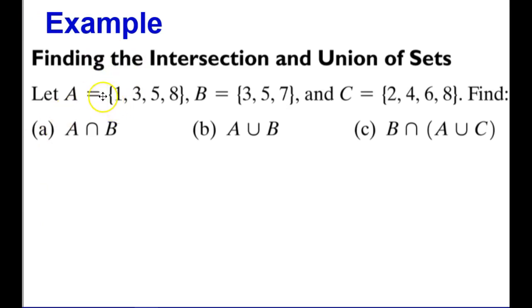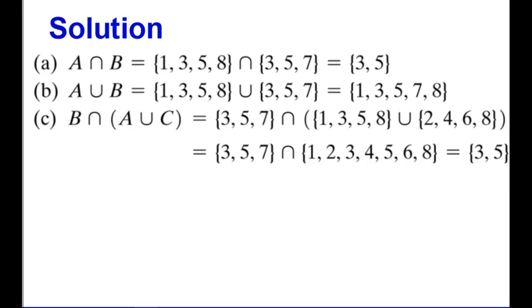Okay, so here's A. Set A is 1, 3, 5, 8. Set B is 3, 5, 7. And set C is 2, 4, 6, 8. First, again, let's look at this upside down U. The upside down U tells me it's the intersection. So I want to find the intersection of A and B. And remember, intersection is the pieces that are the same. Let me see if I have the solution on this next page. I do. So here we have the solution.